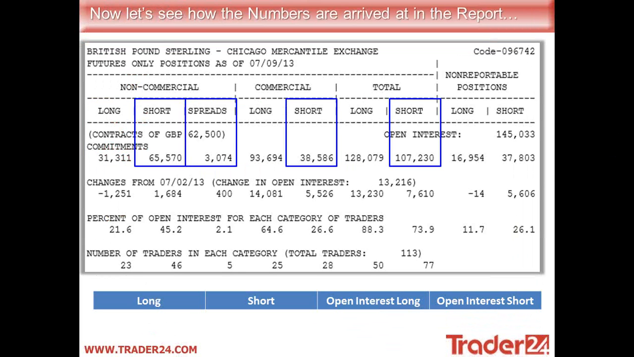Next, we will be looking at the short positions, and we'll take the short from the non-commercial, the short from the commercial, and include the spreads. You total those 3 totals, and you will arrive at 107,230.